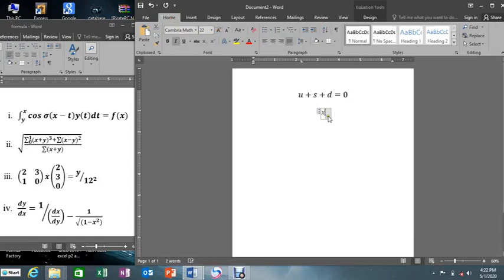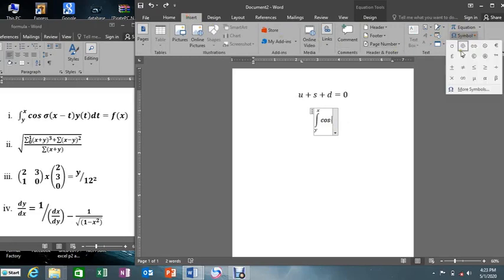This is x. You come and click on the power. Up here, it is x. Down, we have y. Then inside, we have cos. Cos, then a space. What do we need to put there? We come back to the symbols, then we look for that symbol. I think it is there. If you're not seeing it, you can go to more symbols.